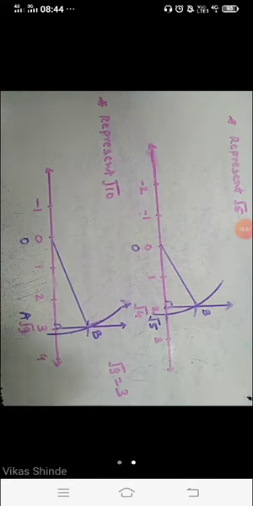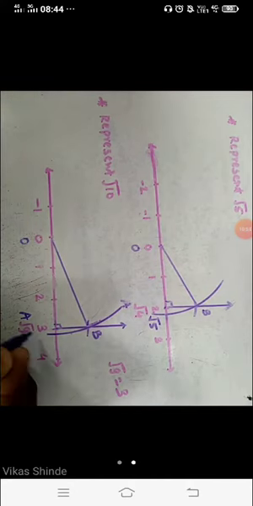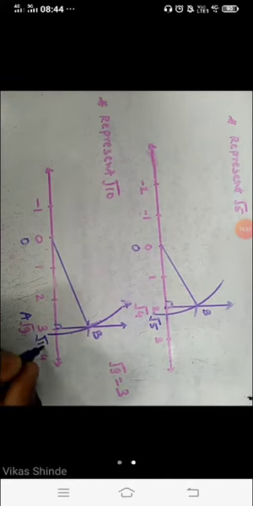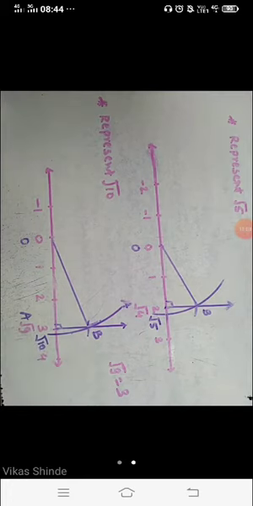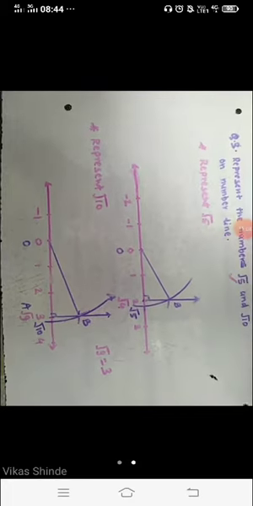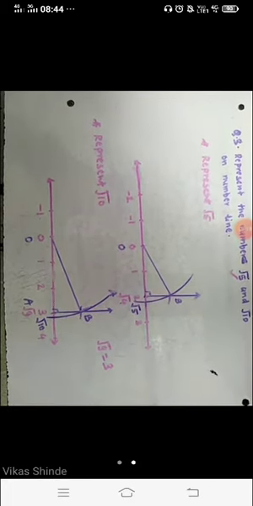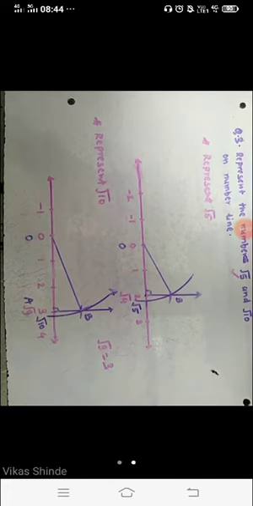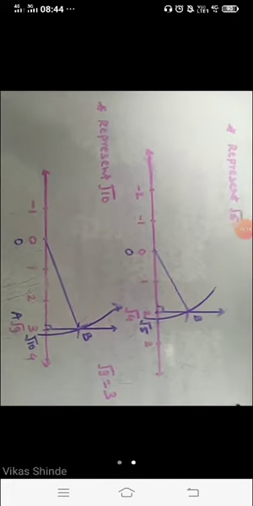Okay. This point becomes, student, the square root of 10. This is the square root of 2. This is the answer of question number 3. We showed root 5 and root 10 on a number line.